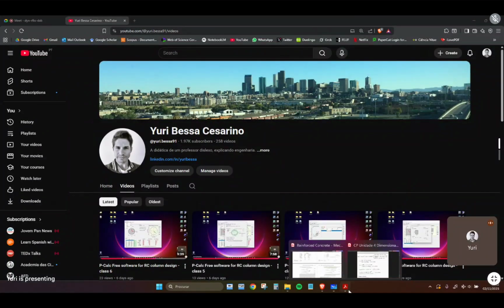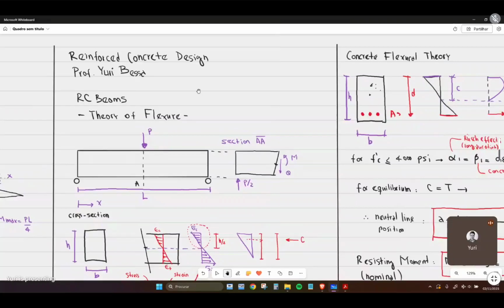So today I'd like to show you guys a little bit about the design of reinforced concrete beams. This is one of the first lessons that I'll be teaching in English due to certain demands on this type of subject. The design of reinforced concrete beams, it's actually very simple.